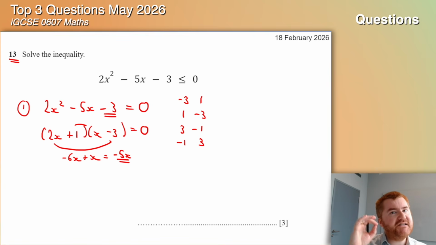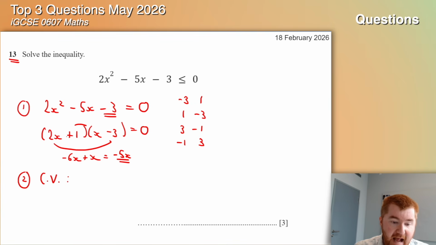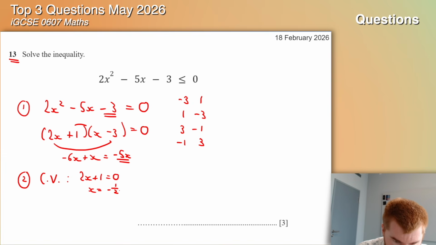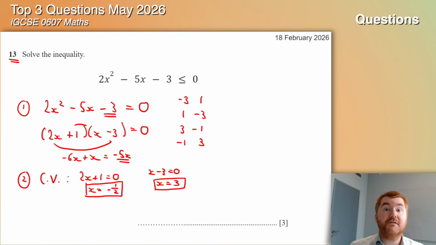Now, we're not actually solving the quadratic here. We're finding out what's called the critical values. So CV, I call it here. And we just solve it normally. So we have either 2x plus 1 is 0. Therefore, x is minus a half. Or x minus 3 is 0, x is equal to 3. So we have our two answers, x equals minus a half, or x is equal to 3.